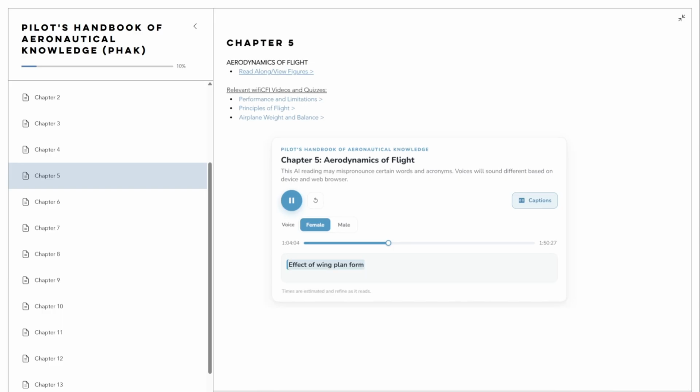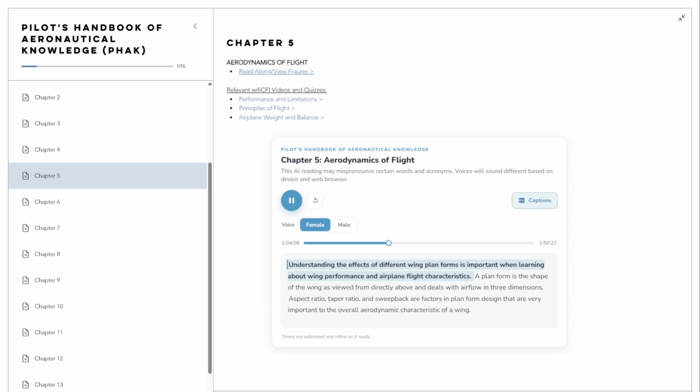Effect of wing plan form. Understanding the effects of different wing plan forms is important when learning about wing performance and airplane flight characteristics. A plan form is the shape of the wing as viewed from directly above and deals with airflow in 3 dimensions. Aspect ratio, taper ratio, and sweepback are factors in plan form design that are very important to the overall aerodynamic characteristic of a wing.